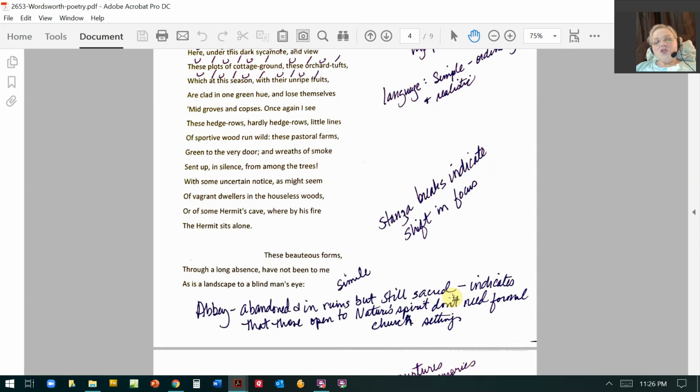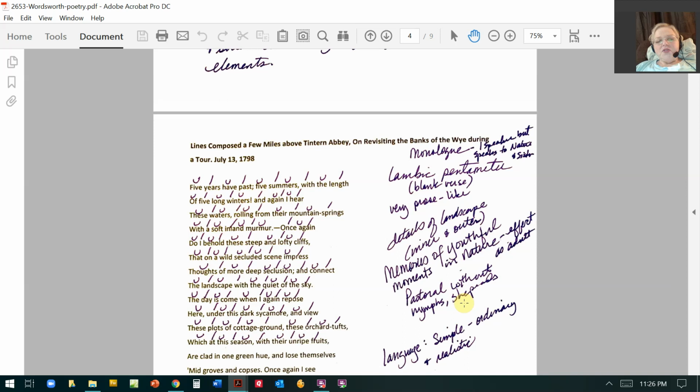I think it's interesting, this is called, and again it's got a long title, Lines Composed a Few Miles Above Tintern Abbey on Revisiting the Banks of the Wye During a Tour, July 13, 1798, right? So you can see he wrote this before they published Lyrical Ballads, right? Most of us just call it Tintern Abbey, or Lines Composed Above Tintern Abbey.